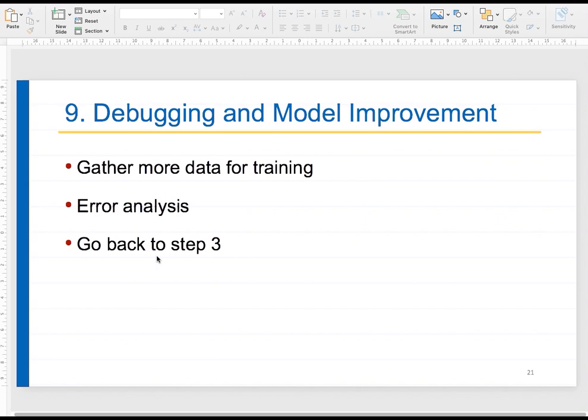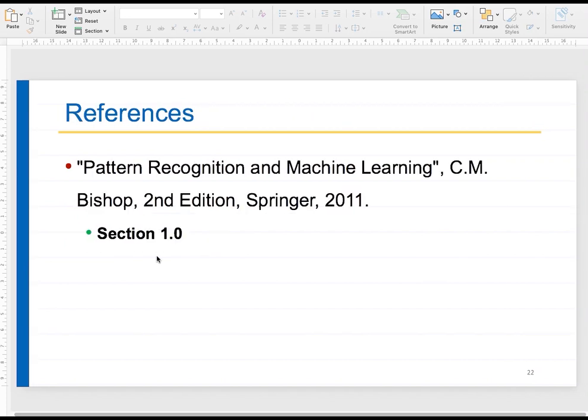And then as the model is being used by so many people, it gathers more data, and you want to use that data to further improve your model. You do error analysis, where is the model going wrong, and then go back to step three, which means again you clean the data, annotate it, and retrain your models. So this keeps on going.